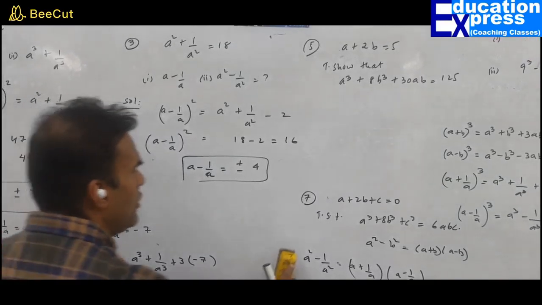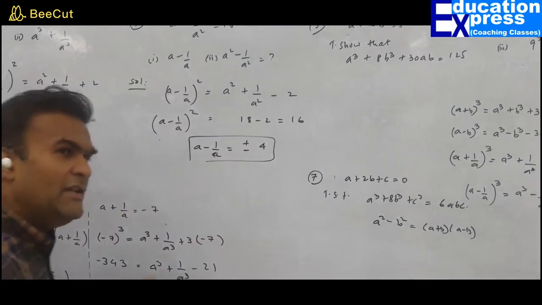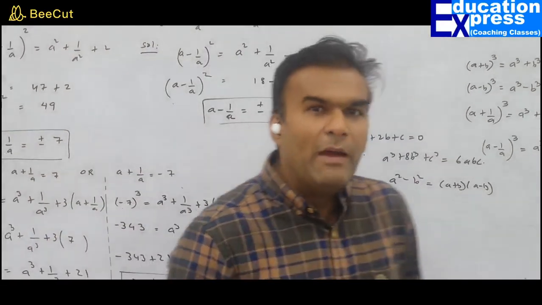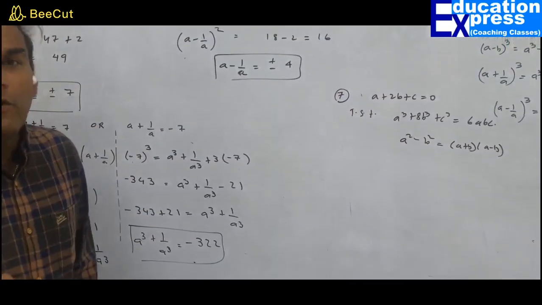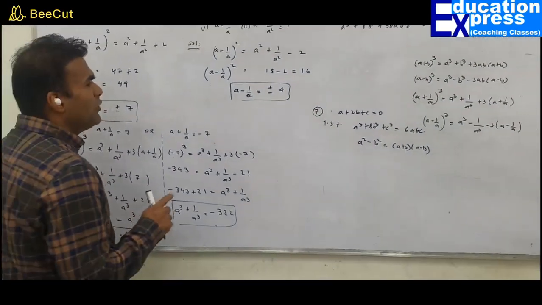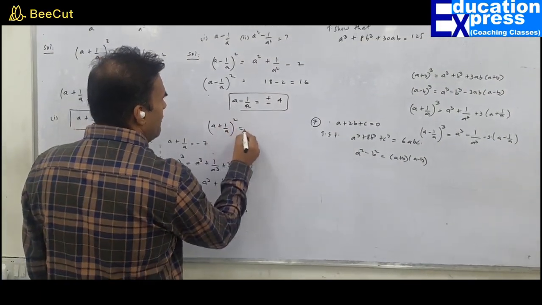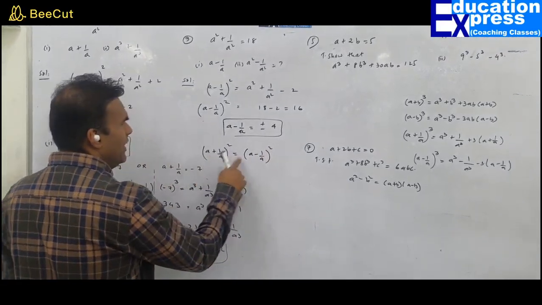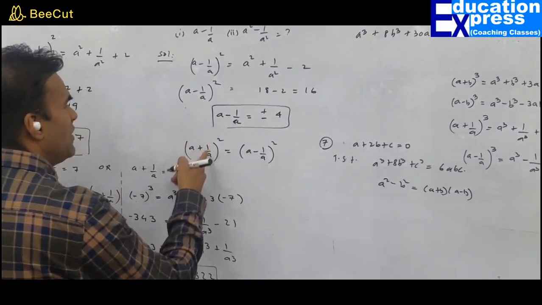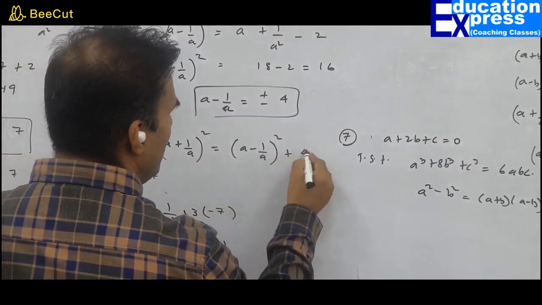We'll have to work out the value of a plus 1 upon a. Now please recall your memory back to the first exercise. I told you one of the most important formulas is the linking formula. You can find the value of a plus 1 upon a, the whole square, by using the linking formula. That means it links between a plus 1 upon a and a minus 1 upon a. So a plus 1 upon a square can be written as a minus 1 upon a square plus 4.